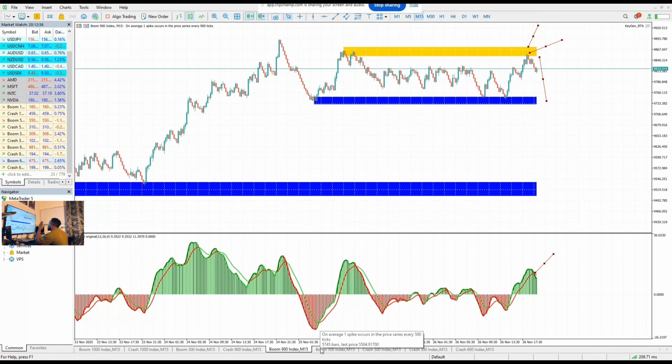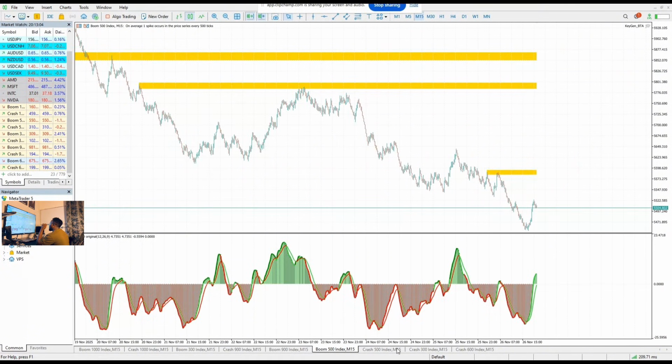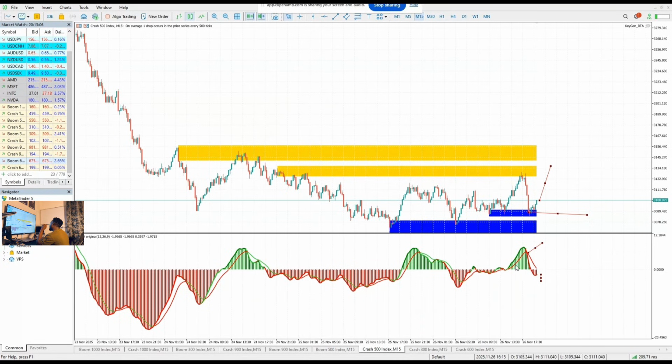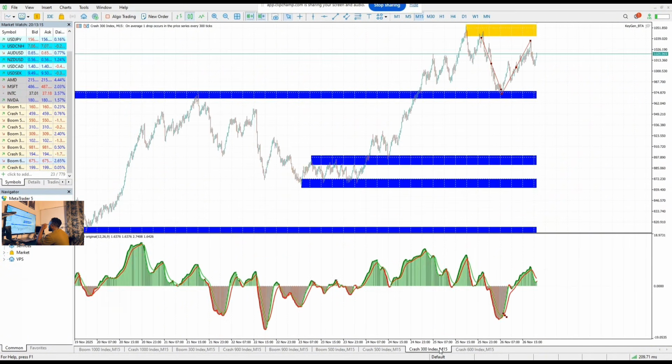We're already going down on Boom 900, and we anticipate it to keep going further down. And the other setup that we have is on Crash 500. We're just waiting for these two lines to touch. Once they do, we know that we'll be able to go all the way up with our indicator.